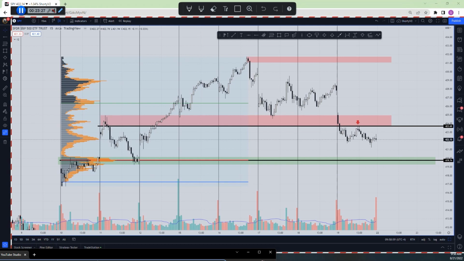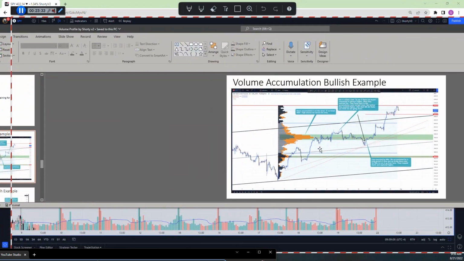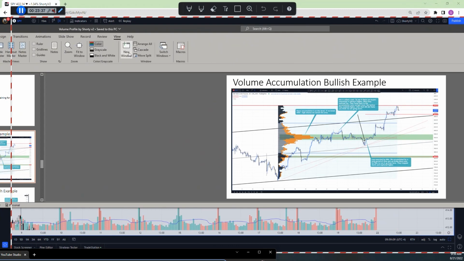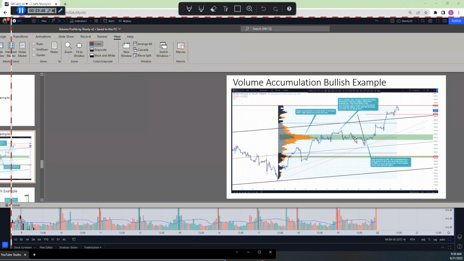So let me bring up the volume. You guys need to revisit that PowerPoint. Is this the same thing that I just kind of, let's see, where's the slideshow? Come on. Stop it. It's the same concept. You accumulate it here. Once you come back to this price, you're going to go higher.